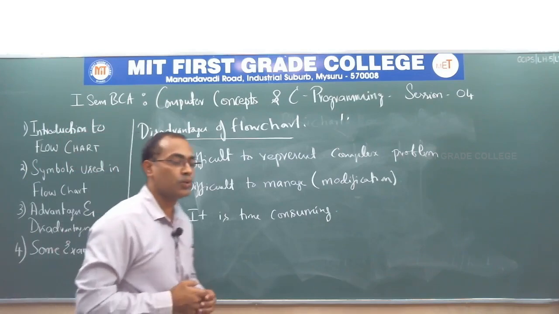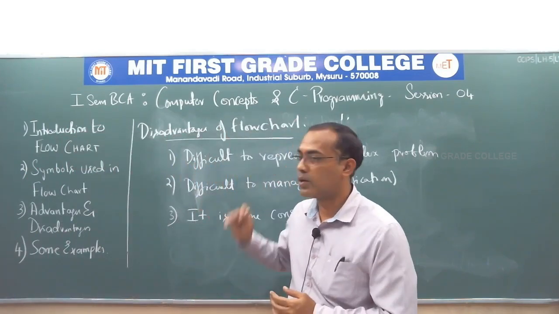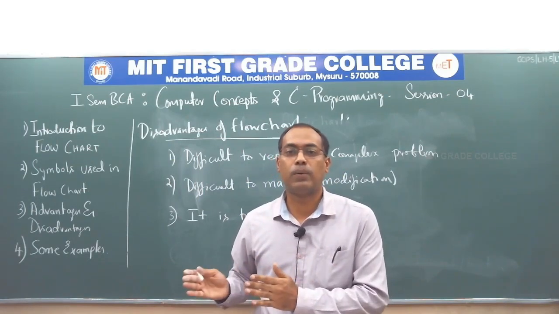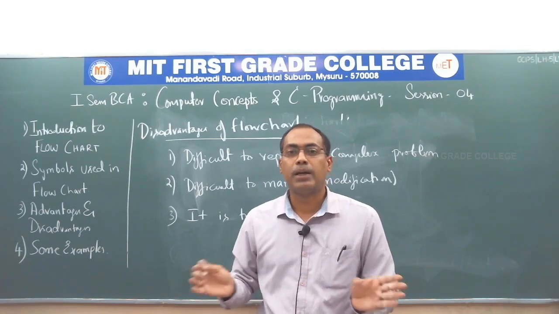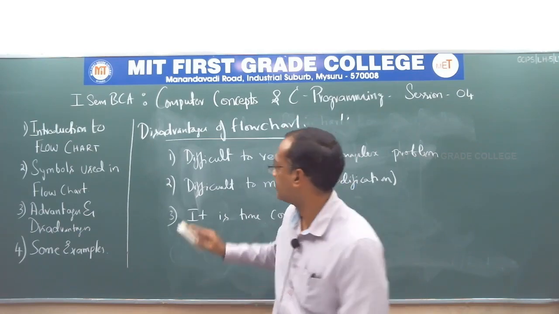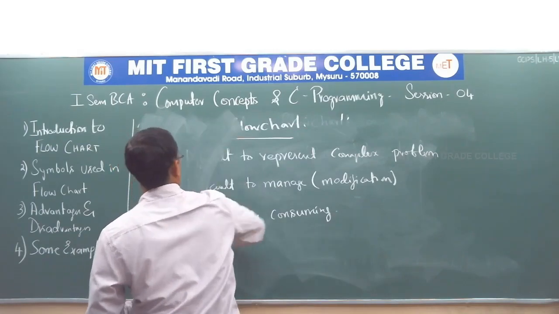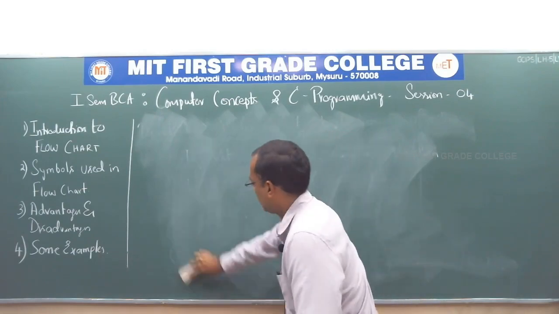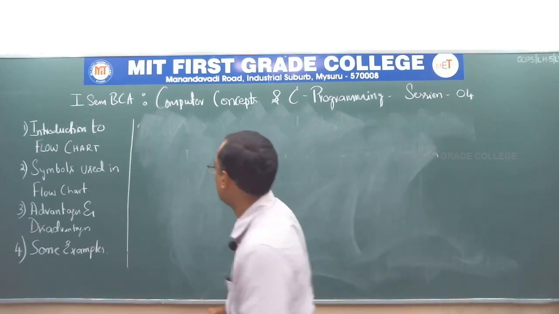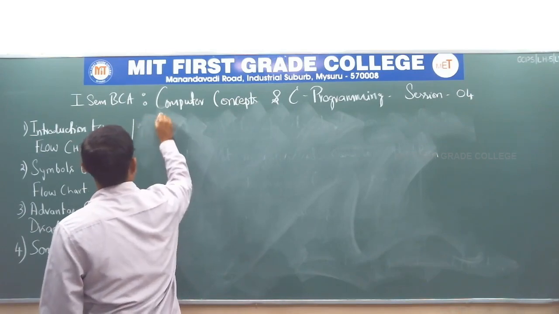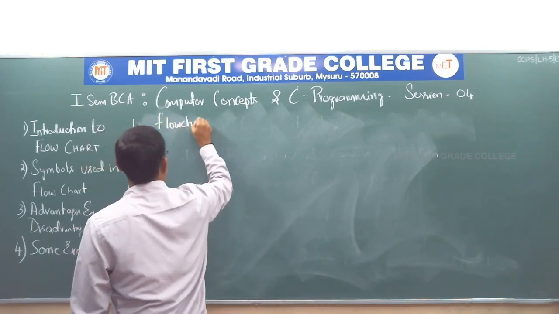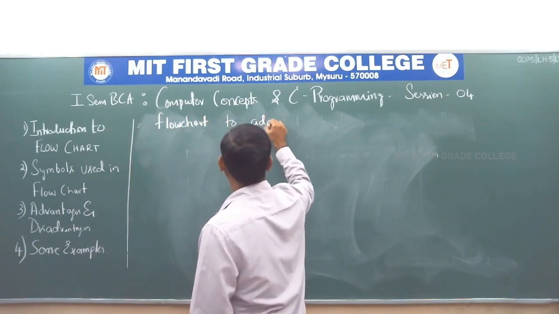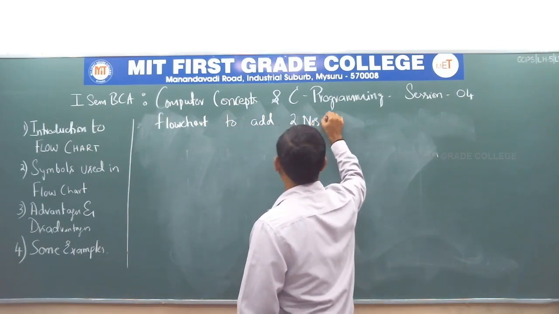Now it's time to draw the flowcharts by working out some examples. I will be taking the same examples which we took while discussing the algorithm, so that there will be correlation in learning. First, we'll take a flowchart to add two numbers.